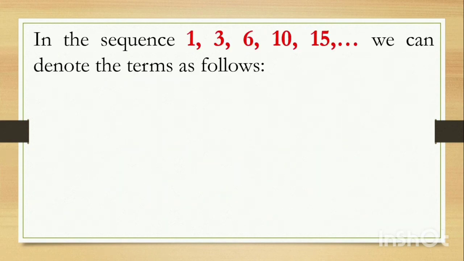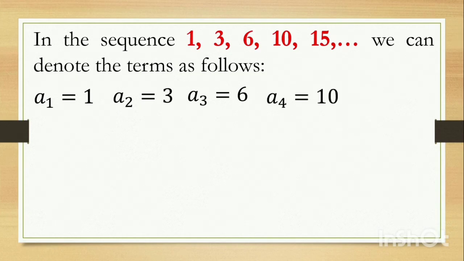In the sequence 1, 3, 6, 10, 15, we can denote the terms as follows. So, A sub 1, yung 1 na to, that is first term. So, what is our first term? That is 1. A sub 2 means second term. That is 3. A sub 3, that is your third term. So, that is 6. A sub 4 is 10. And A sub 5 is 15. Siya yung panglimang term dun sa sequence.